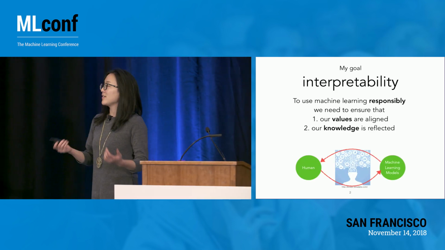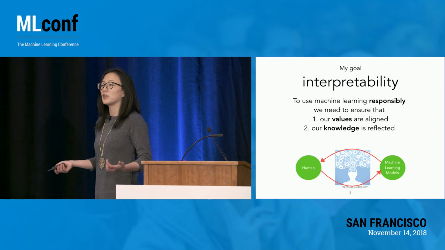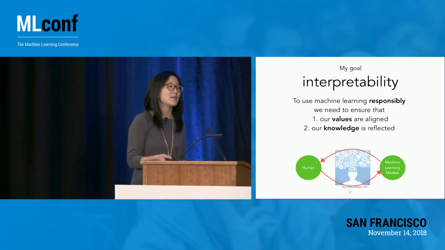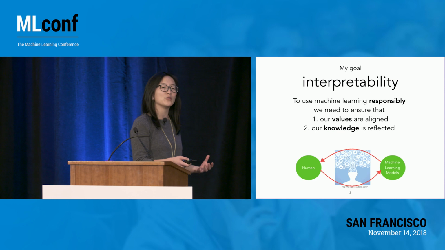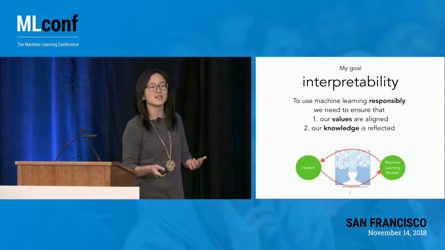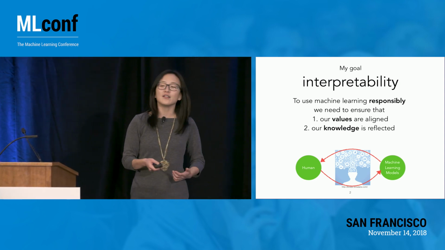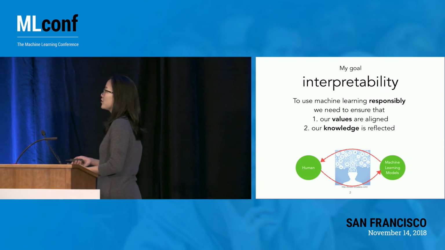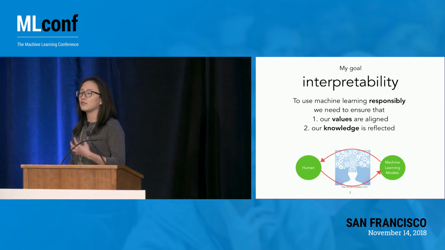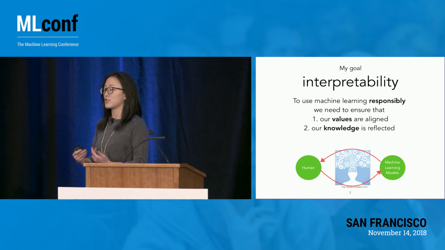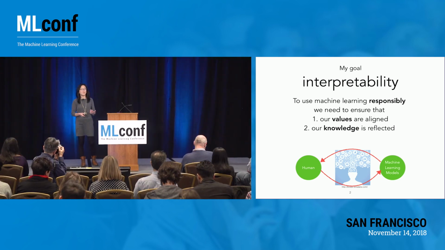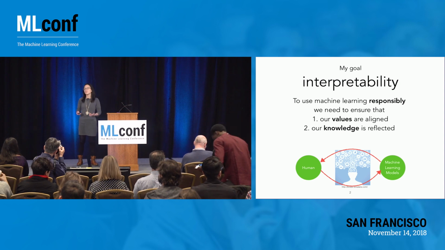So the agenda of my research is interpretability. And that means we want to help people use machine learning more responsibly and more safely. To me, that means we want to ensure that models can respect values that we care about, such as fairness, and to ensure that models can reflect our domain expert knowledge when we want it.